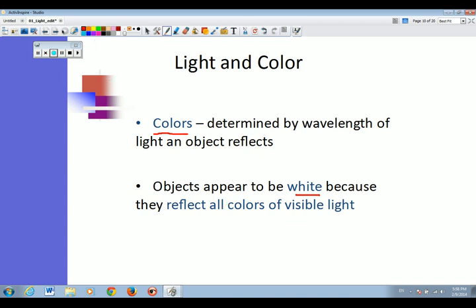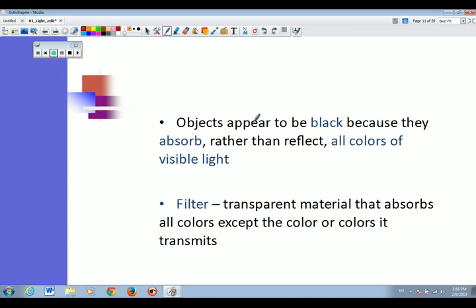Well, now, what do those colors look like? Whoops, got ahead of myself. Objects appear to be black because they absorb all the colors of light. So black is the absence of light.